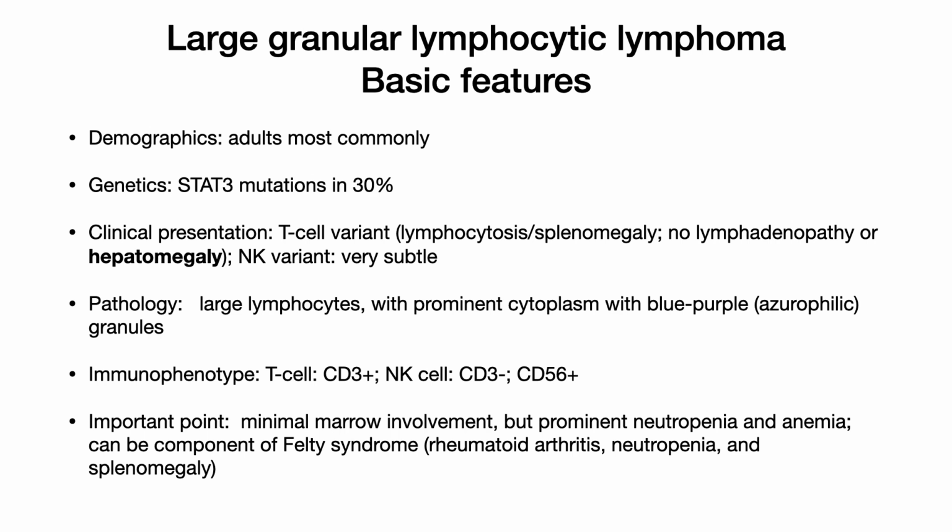So the last lecture, on lecture 5, I did pause on large granular lymphocytic lymphoma because I had an error in there, so I wanted to correct it. So the T cell variant, you have lymphocytosis, so you have increased number of lymphocytes, but not lymphadenopathy. That's correct. And they'll have splenomegaly, but not hepatomegaly. So before that, I had hepatosplenomegaly, which technically is true, they don't have enlargement of both the liver and spleen, but they do have enlargement of the spleen, just not the liver. So sorry for that error, but I wanted to fix that.